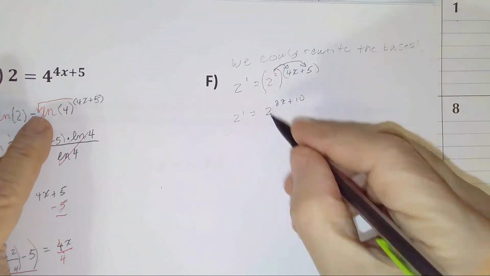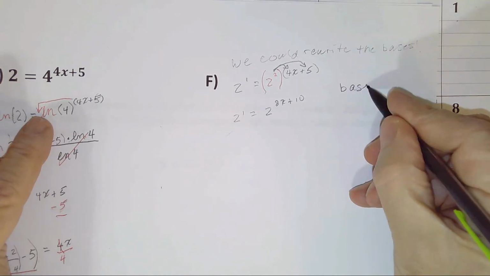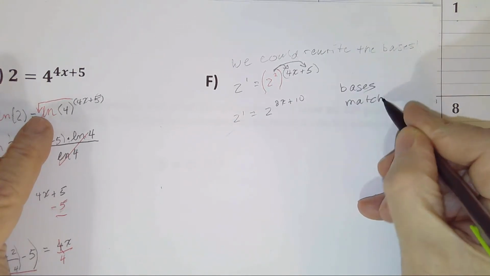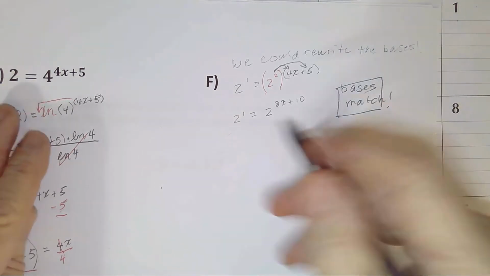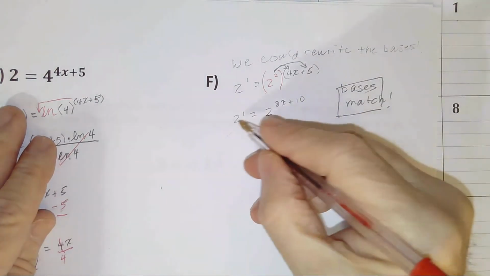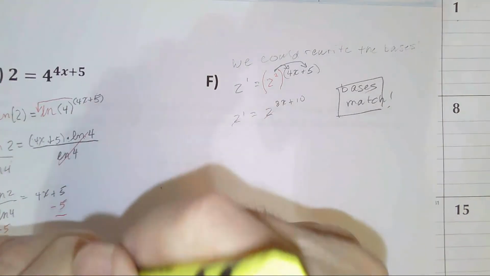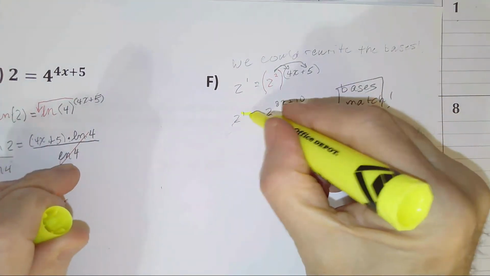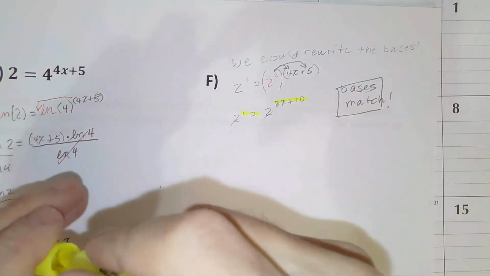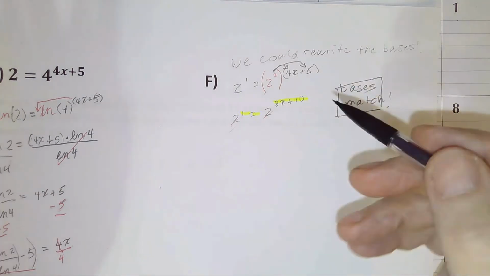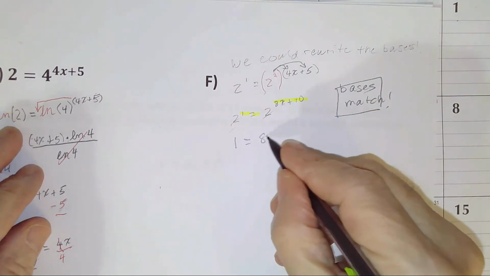Now I can throw away the bases. Bases match. Right? So since the bases match, throw them away and use the exponents for your equation. So we don't have to do a natural log with this. We just write 1 equals 8x plus 10.